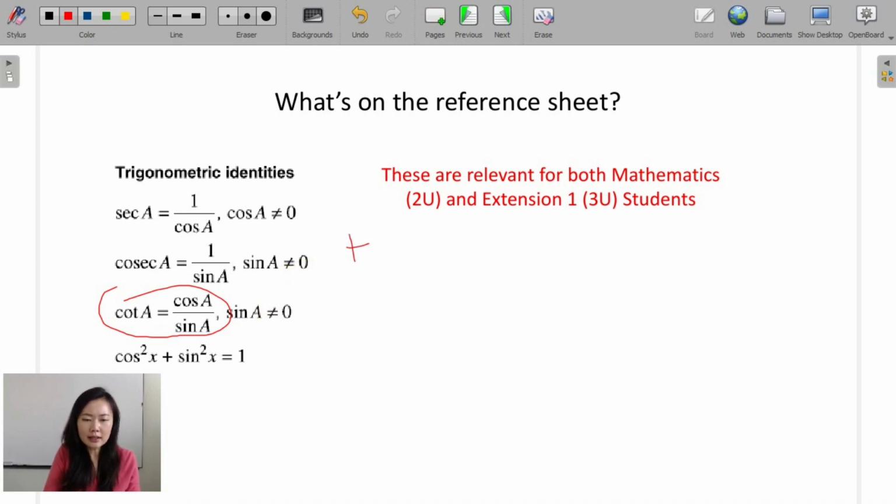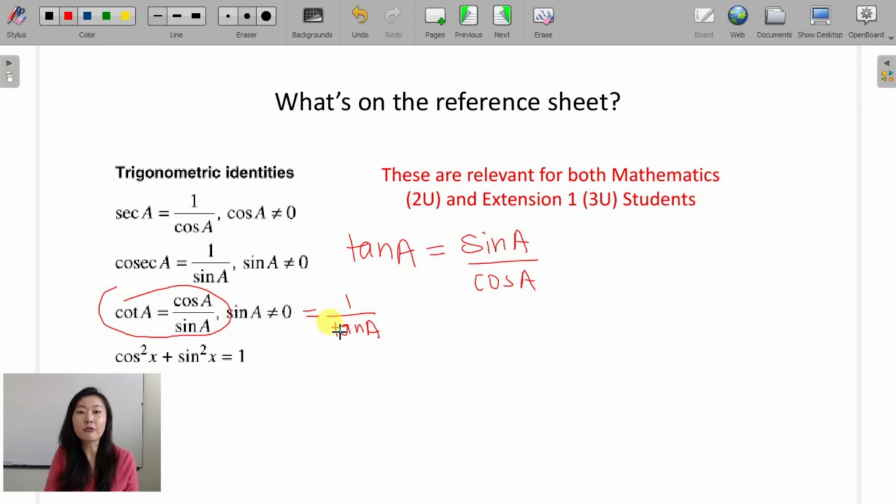So tan, which is another one you probably use way more often than the cot version, is sine A on cos A. And cot is also 1 on tan. I just want to point that out, because we use this version quite often as well, depending on what you're trying to achieve.